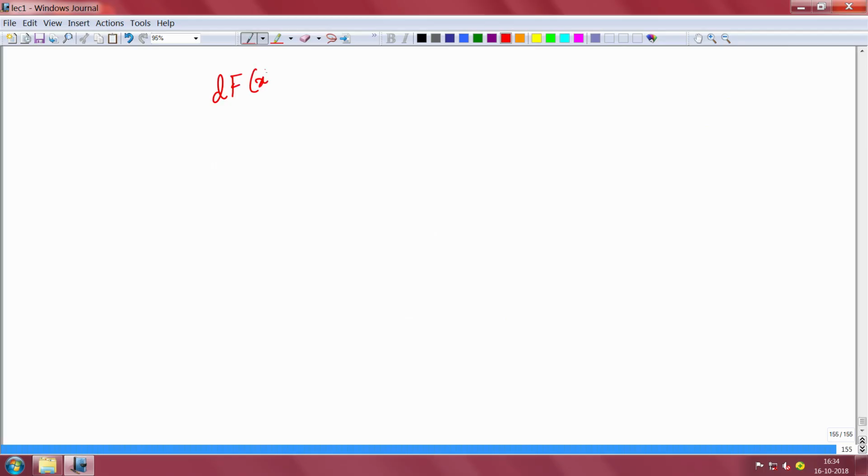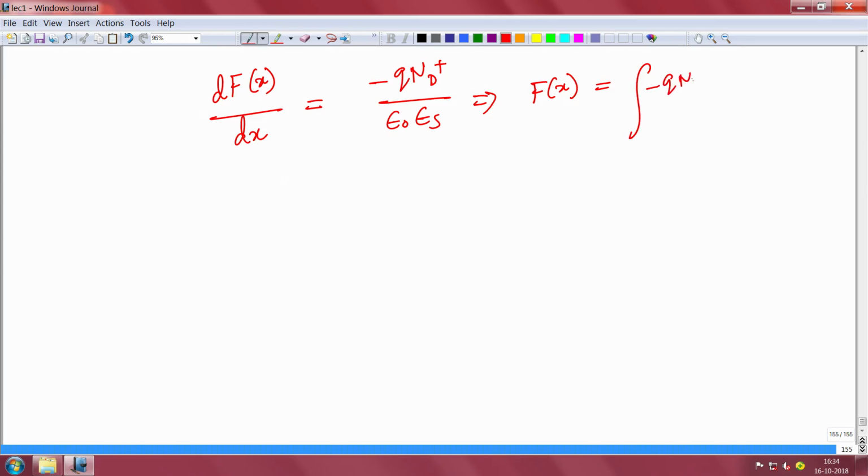dF/dx is equal to q Nd+ by epsilon naught epsilon s, which means dF/dx is equal to minus q Nd+ by epsilon naught epsilon s. I can write this as minus q Nd only, because Nd+ and Nd are the same. There is 100% ionization. So, I can see the field here. So, how will I do that now?